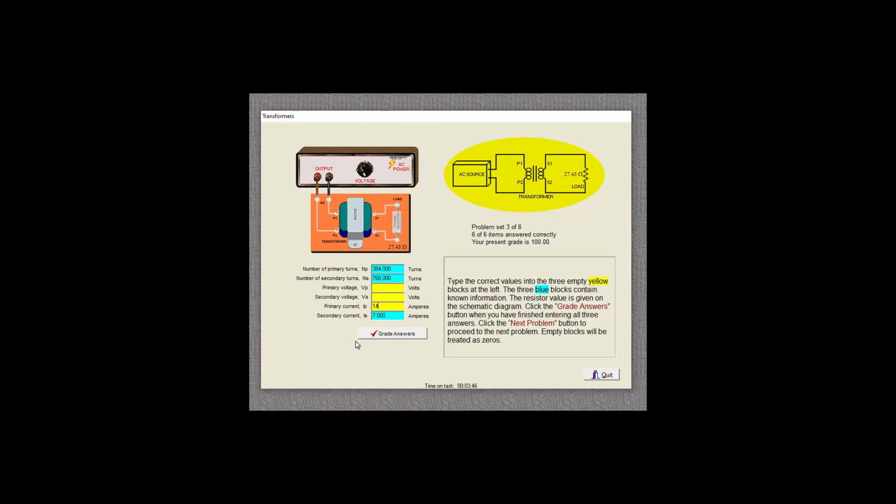Factor 2. Good. So let's figure out our secondary voltage, since we have 7 amps and 27.43 ohms. So we have V equals IR, so we have 7 times 27.43 ohms, and I got 192 volts.